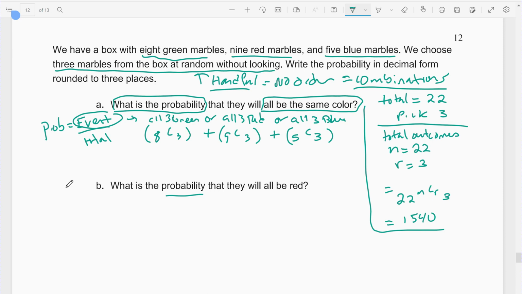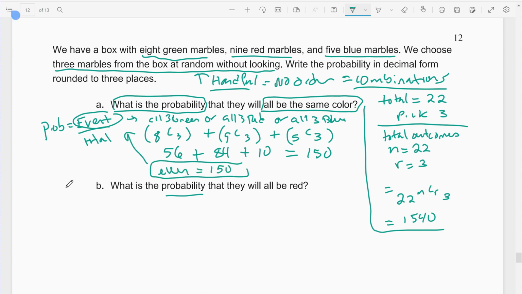So this is combination 8 choose 3. There are 56 ways to get all green. Plus 9 choose 3. There are 84 ways to get all red. Plus 5 choose 3. There are 10 ways to get all blue. So 150 ways to get all of one color. So my event is 150.